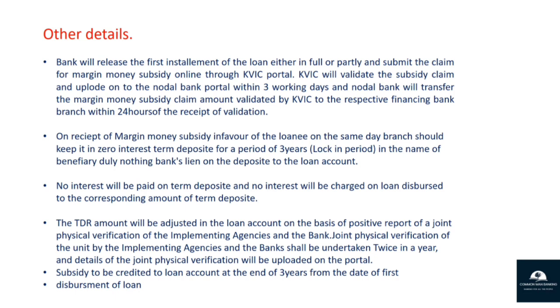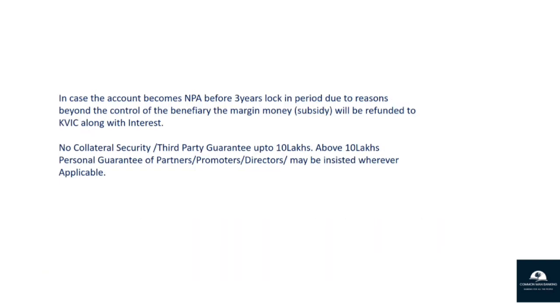If you misutilize or divert the funds, the subsidy will not be credited to your account. So if there is any intention of diverting funds, it is better to avoid it. In case you do not repay, the account slips to NPA, and the subsidy amount will be refunded to the implementing agency, either KVIC or DIC.